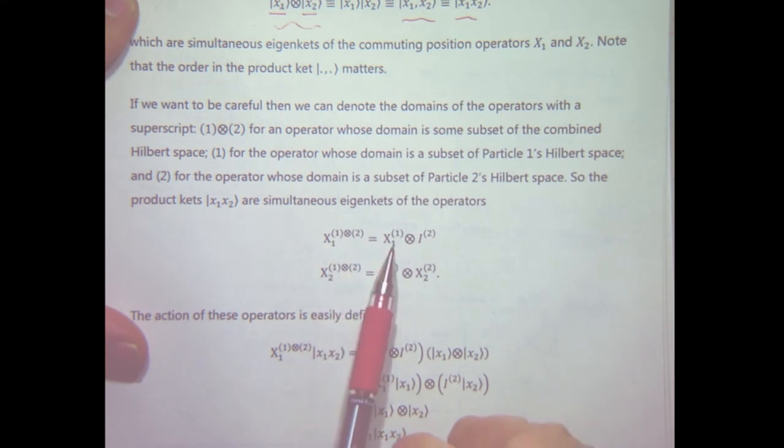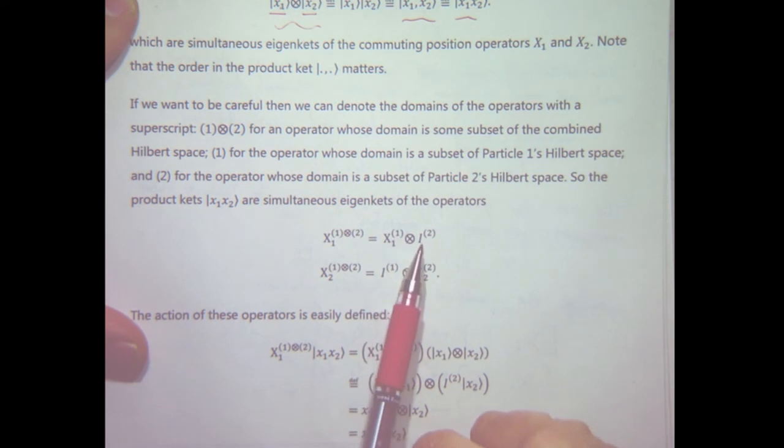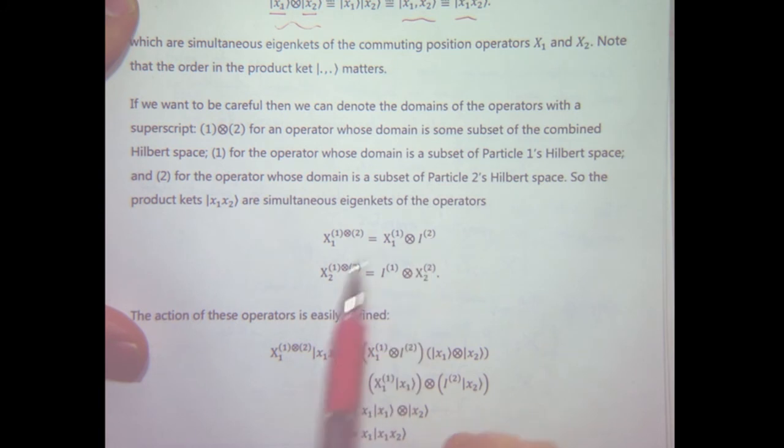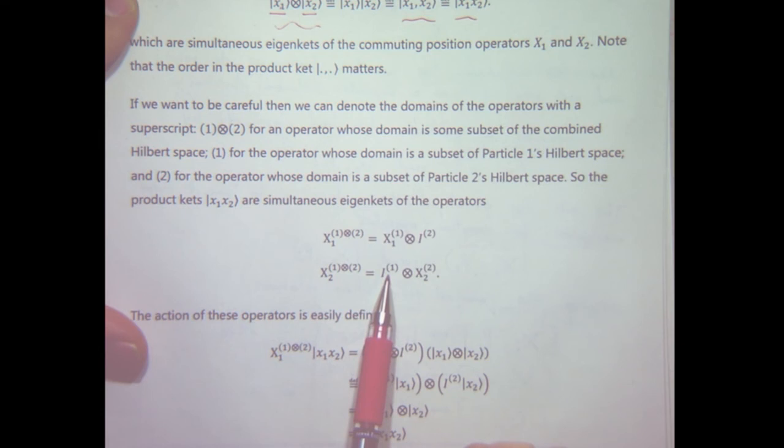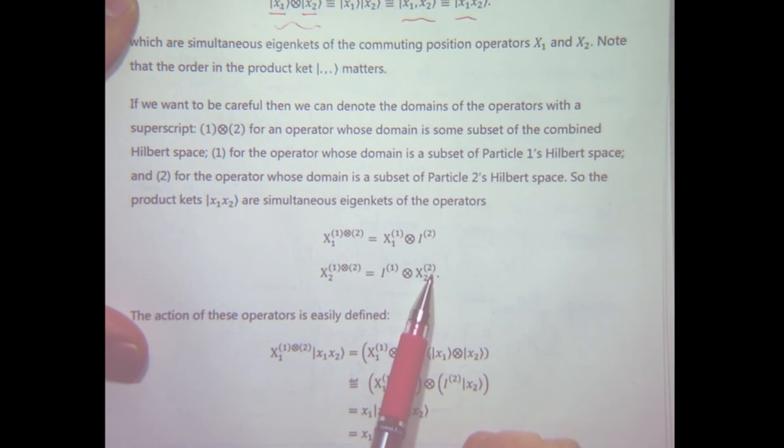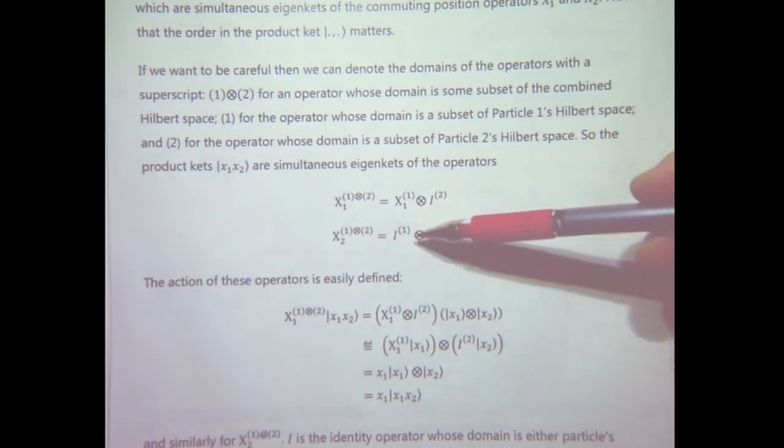is defined as the X1 operator whose domain is some subset of the first particle's Hilbert space, crossed with the identity operator acting on the second Hilbert space, the other Hilbert space. And the X2 operator, whose domain is in the combined Hilbert space, is the identity operator acting on vectors in the first Hilbert space, crossed with the X2 operator acting on the second Hilbert space, like that. What's the action of these operators?